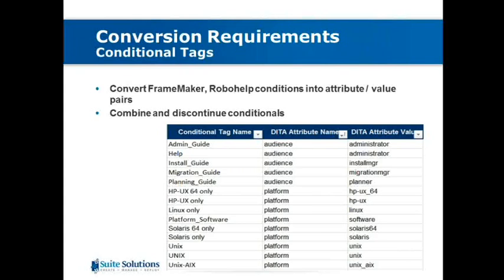If you notice on this screenshot here, Unix and Unix are the same word, but they're spelled differently. In FrameMaker or RoboHelp, those are two separate tags, and you can take this opportunity to clean things up in the DITA content and map those to be the same value. There's also some conditionalization that you would want to discontinue, so you can decide which conditional tags you want to just eliminate and not convert.